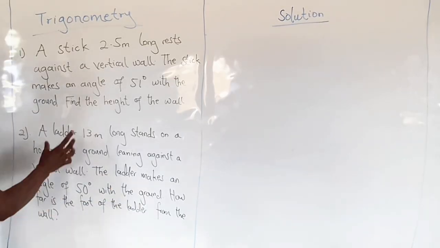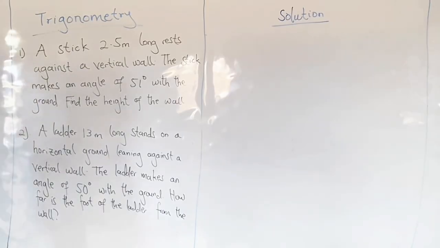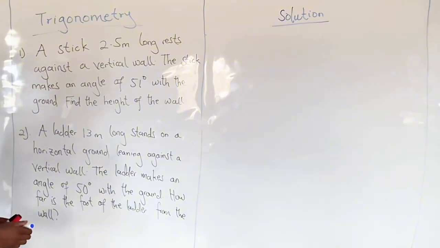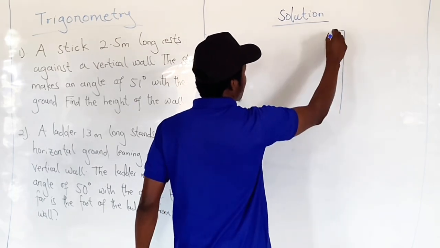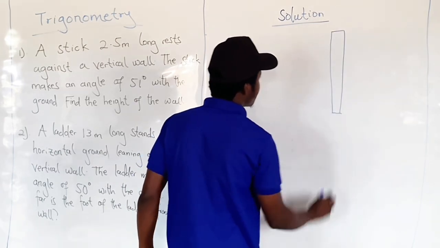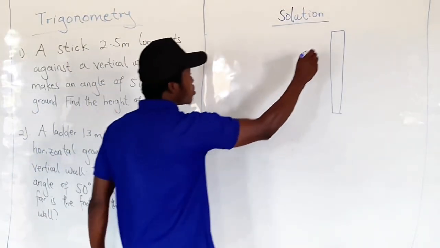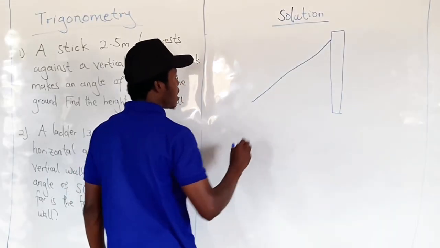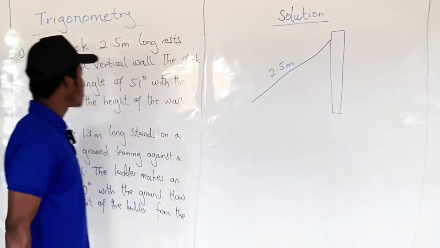To solve problems like this in trigonometry, we must first illustrate the given information in a diagram. We're gonna take it step by step. The question: a stake 2.5 meters long rests against a vertical wall. I will first draw or illustrate the vertical wall like this. Now, a stake which is 2.5 meters long rests against the vertical wall like this. So from here, you draw your stake leaning against the vertical wall, which is 2.5 meters long.